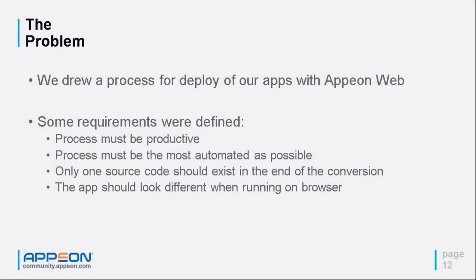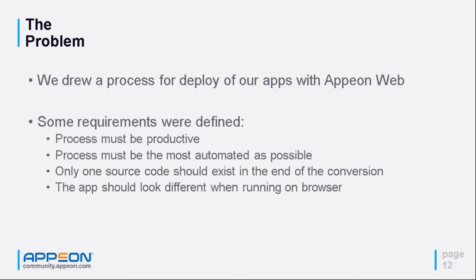But what was our problem? We have that context: we want to go to web, we're facing losing sales and losing customers, and we would like to go to the cloud. We found Appeon Web, but we kept having some problems. Our problems were about the unsupported features, and we're going to talk about that now. We drew a quite simple process to migrate from PowerBuilder desktop to web. The process has some requirements.